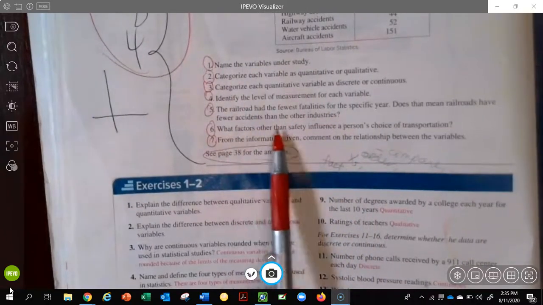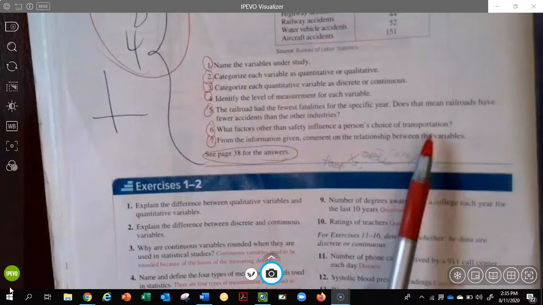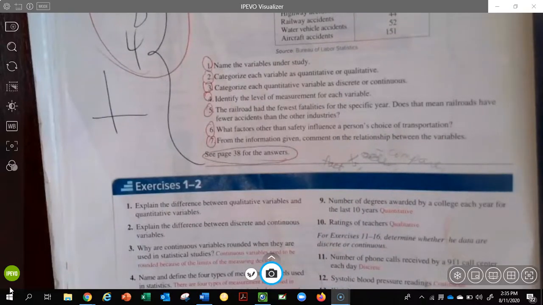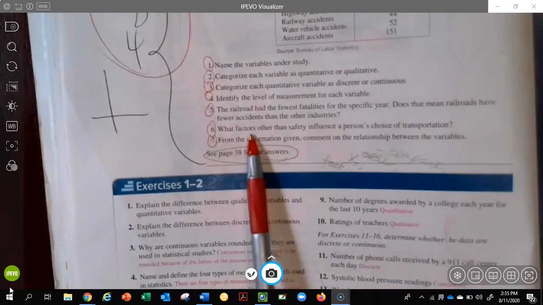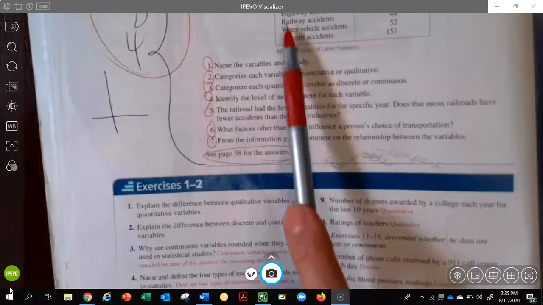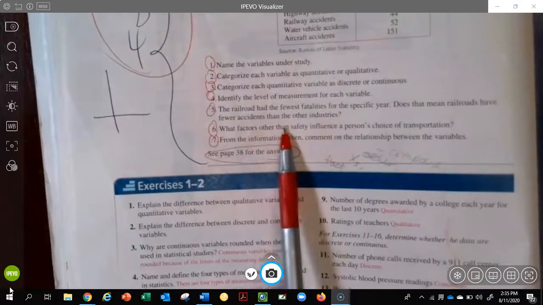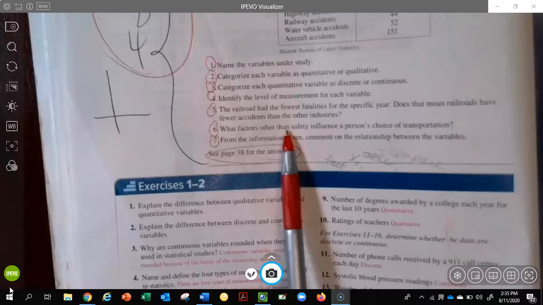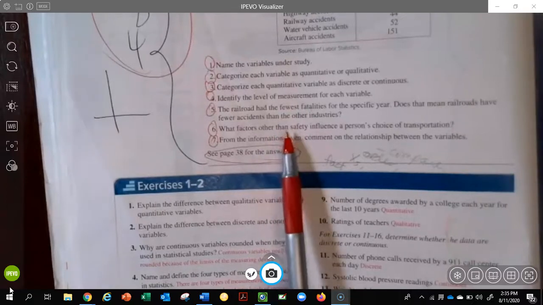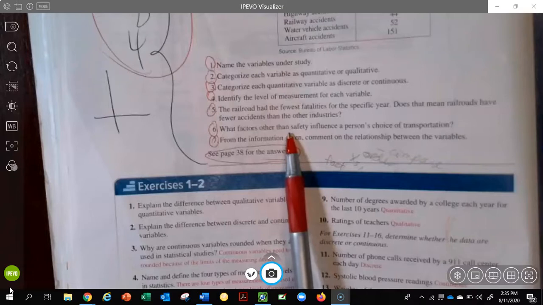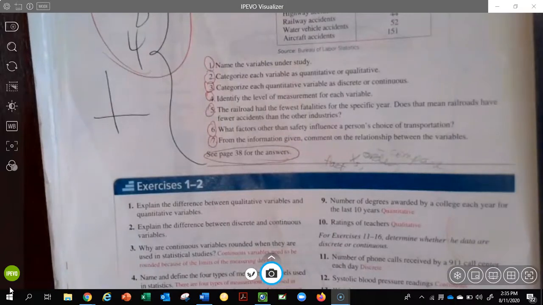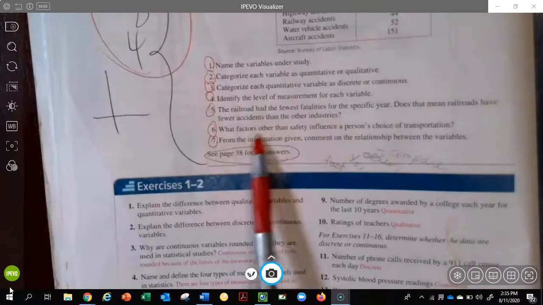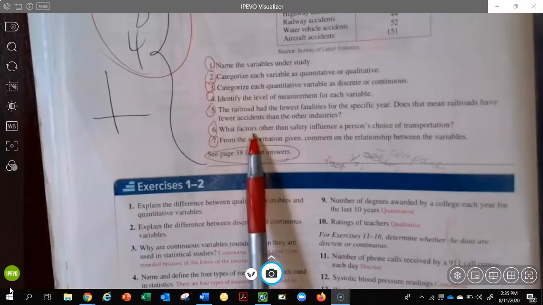Part number 6. What factors other than safety influence a person's choice of transportation? Yet another example of what could be opinion or comment. You can't say, well, because the dumb whatever. No, you can't say that. But you can say words like it seems like, it could be, possibly. Other factors, think about what you would choose: money, convenience, the schedule, what you are trying to do, your goals, is it a vacation, is it for business? What other things could you write down? And do practice writing short sentences.